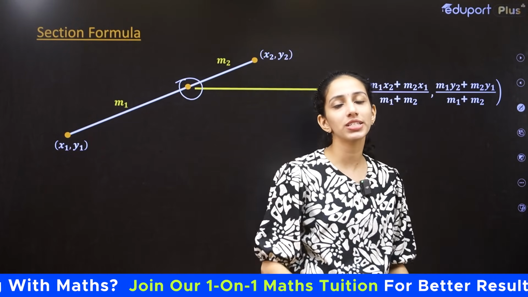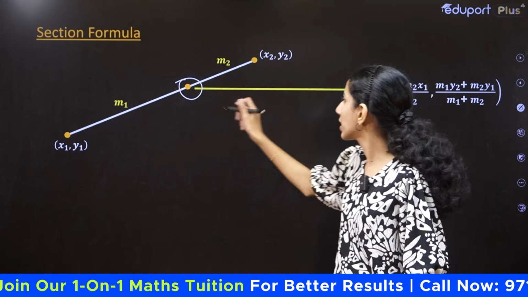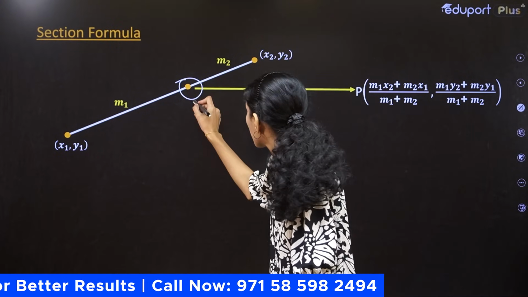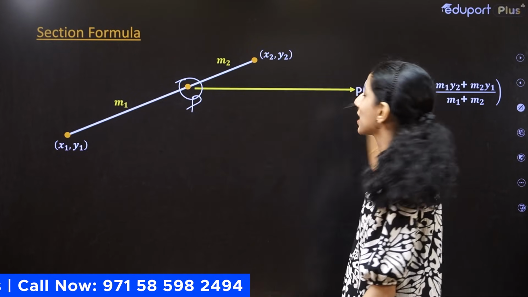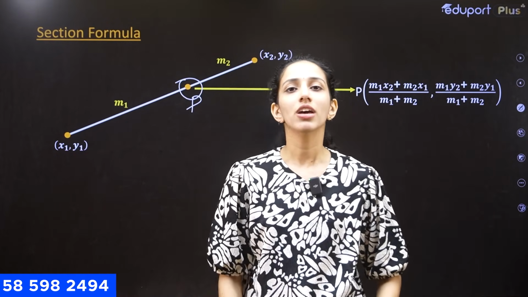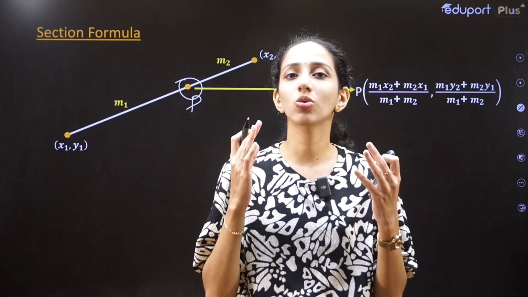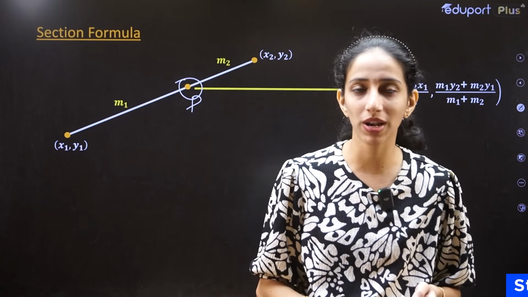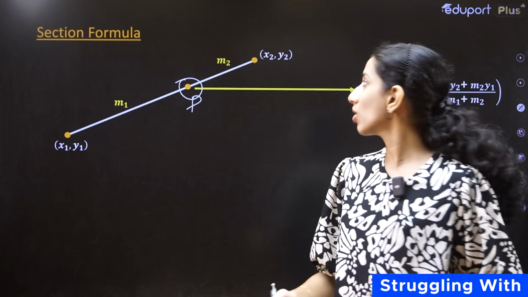So by finding these points, we can find out the x coordinate and y coordinate of this point. And if you consider this point as P, then P is equal to this coordinate. Okay, so I thought you understood the use of the section formula, or where you use this section formula. Clear? So we can move to our next slide.